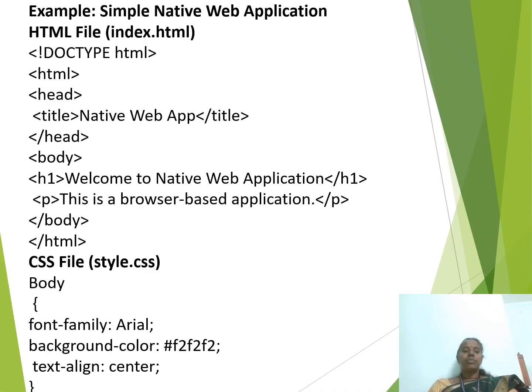Next one, the CSS file. The .css extension denotes it is a CSS file, because when we save the file name with .css, it is treated as a CSS file. CSS controls the design and appearance. So we can see the example, and I'll explain it line by line. First one, body, with open brace and close brace. It applies style to the entire web page. All content inside the body follows the style. And the next line is font-family.